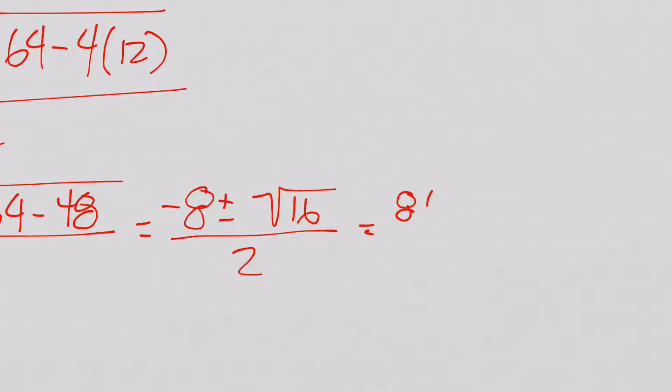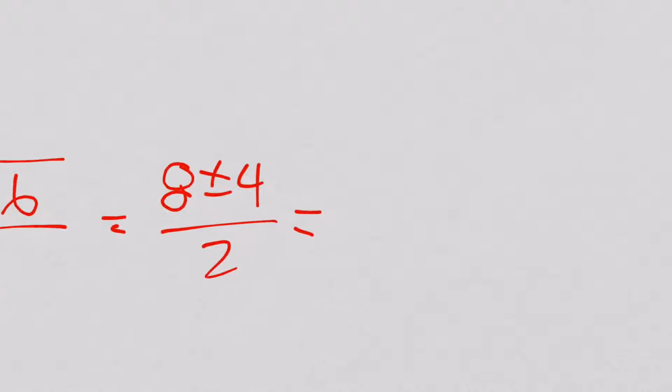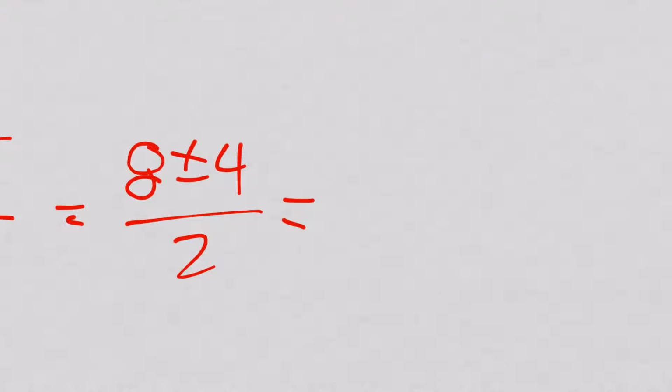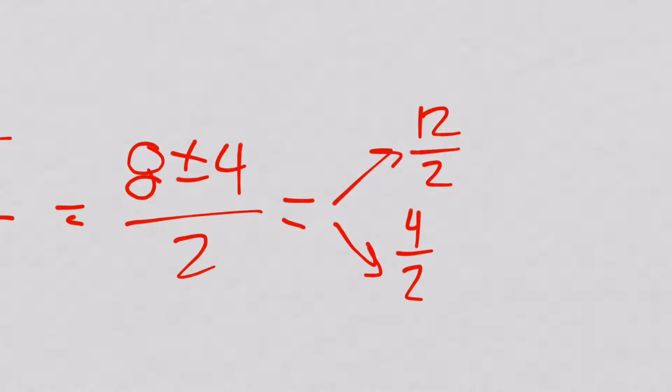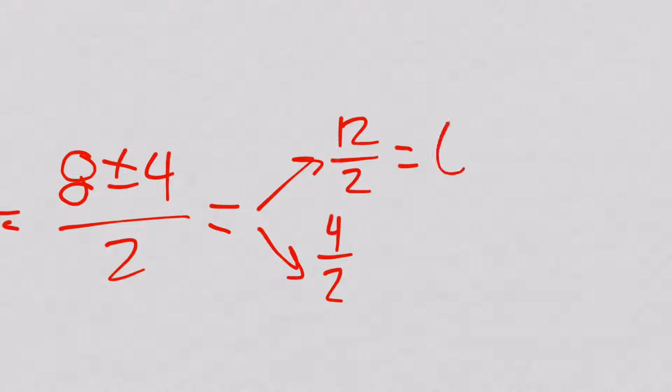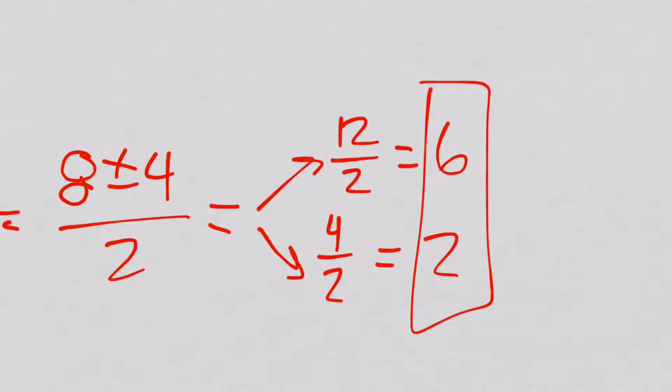So we get negative 8 plus or minus 4 over 2, representing our two solutions. But you should absolutely go further and say 8 plus 4 is 12 over 2 would be one solution, and then 8 minus 4 is 4 over 2 is our other solution. So 12 divided by 2 is 6, and 4 divided by 2 is 2, so we get our two solutions of positive 6 and positive 2.